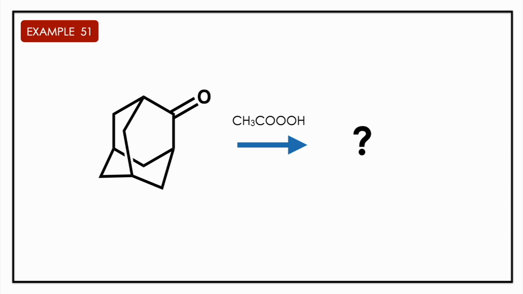Then the next example: here you have an adamantane system. It's a benzene with attachment of one cyclohexyl fusion ring system. It's a kind of multiple cyclohexyl system in chair form. You have one ketone there and you are using the peracid. You should find what will be the final product.